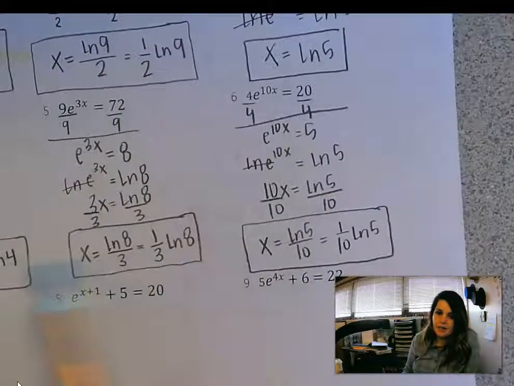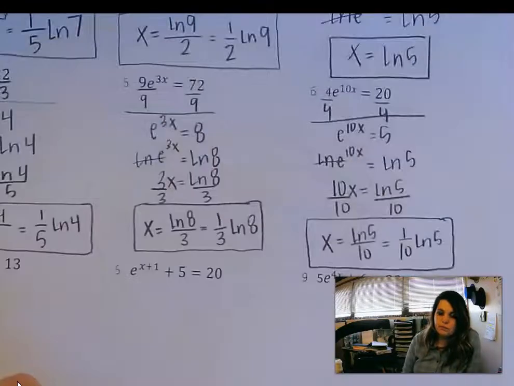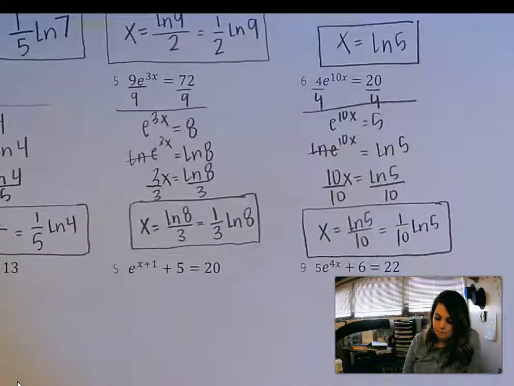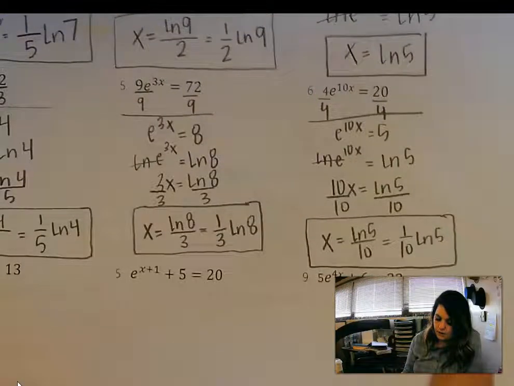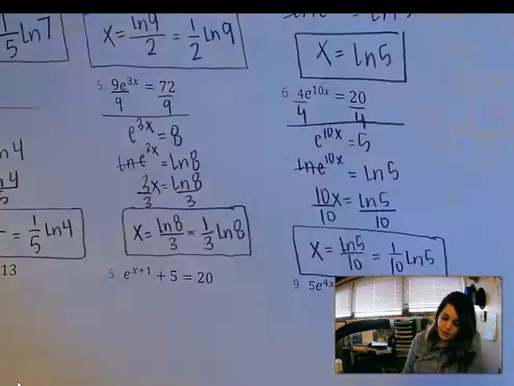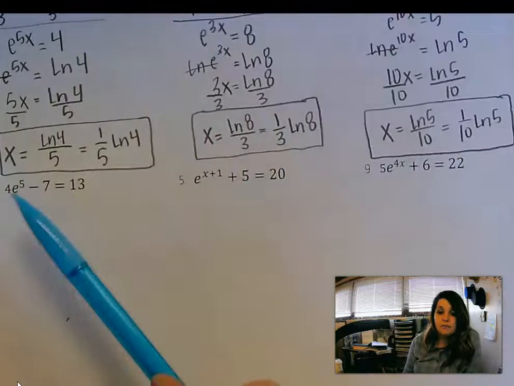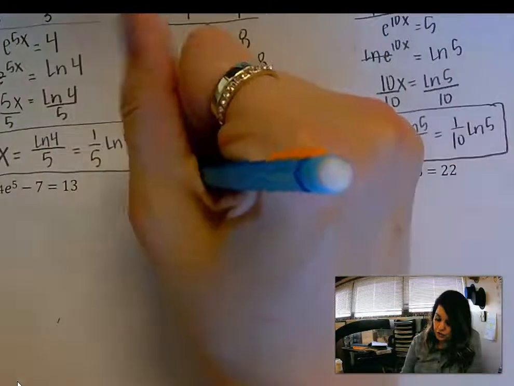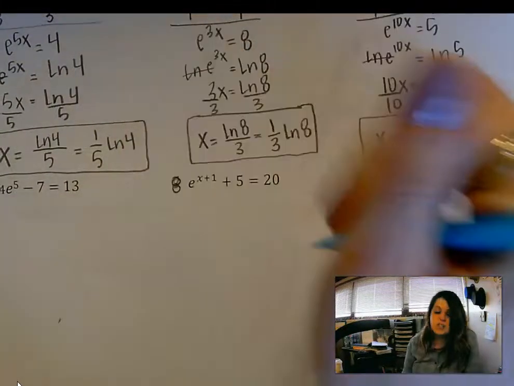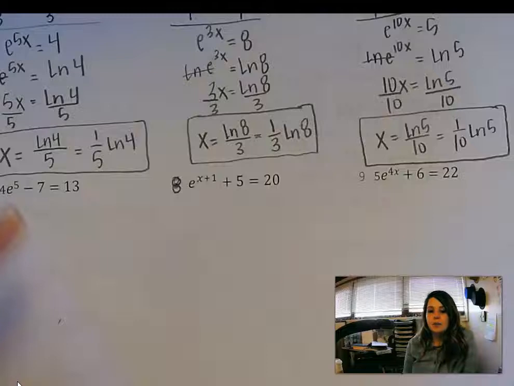Okay, this is my answer for those two. 7, 5, and 9. That's interesting. 7, 5, and 9. This should be an 8. Just have an added element.